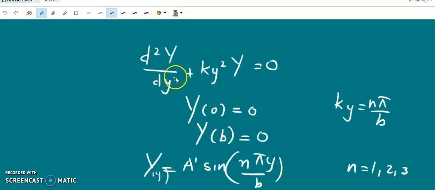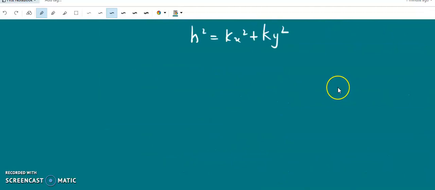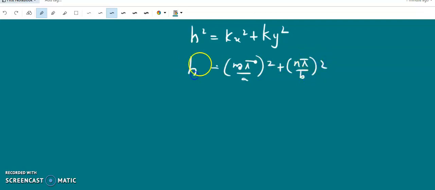And also, please solve this expression to get y of y is equal to a prime sine n pi y by b. Okay, so ky is here, so that is equal to n pi by b. So h square is equal to m pi by a whole square plus n pi by b whole square. So this is the value of h square.